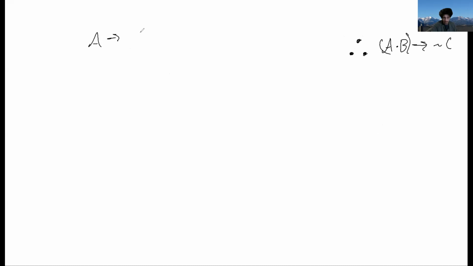So A implies D might be one premise. B implies F might be another premise. 3 might be... I don't think I like this example terribly much.